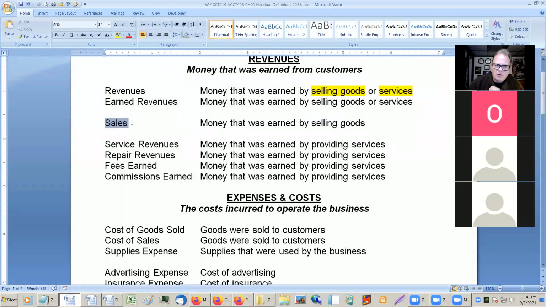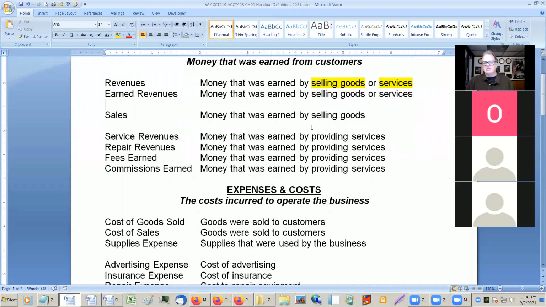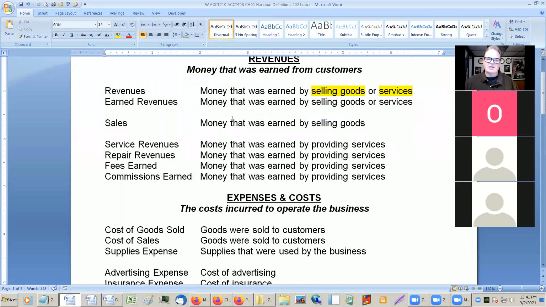Sales are used interchangeably with revenues. Usually it's for selling goods, but it could be for selling services too. They have service sales and all that kind of stuff. So sales and revenues are the two accounts you'll see the most often. Revenues probably used a little bit more, but sales used a lot interchangeably. So you might have IBM that uses the term revenues, and maybe you have General Motors that uses the term sales. It's exactly the same thing. Usually sales means that they're selling goods, but not always.